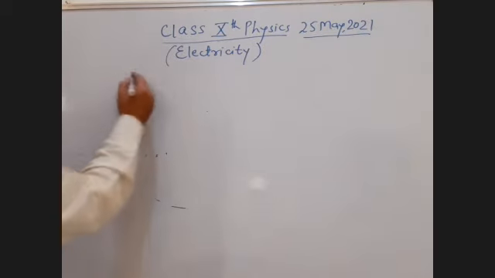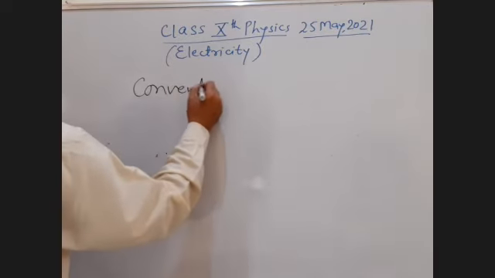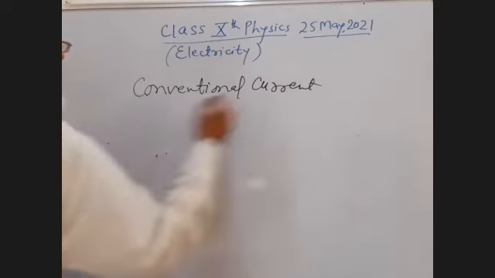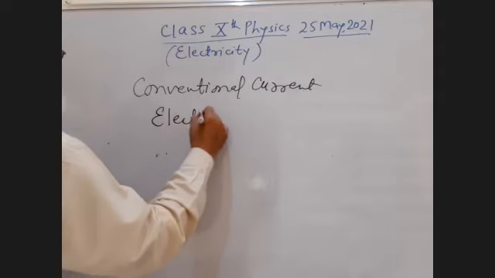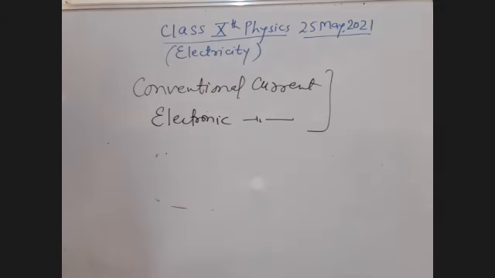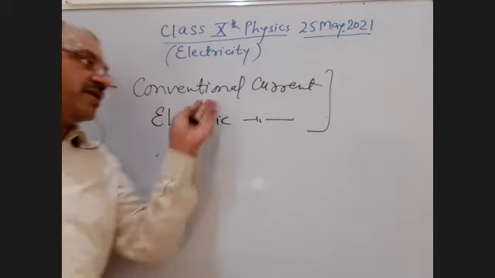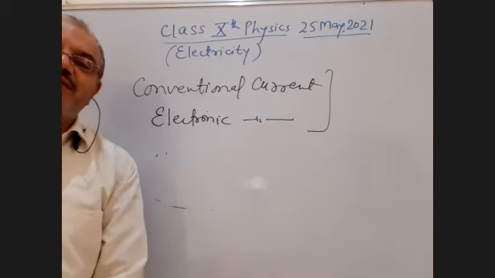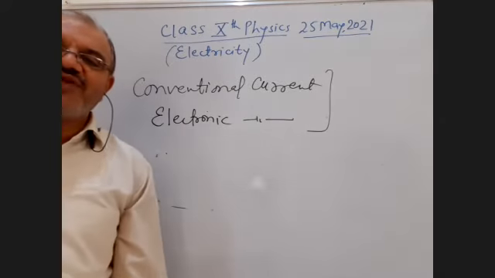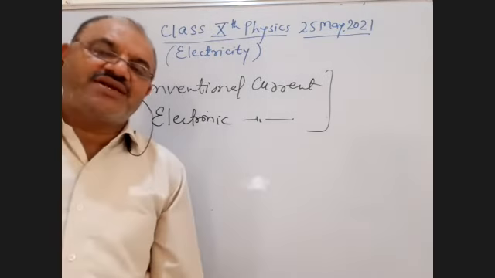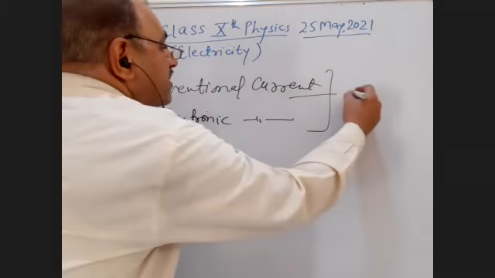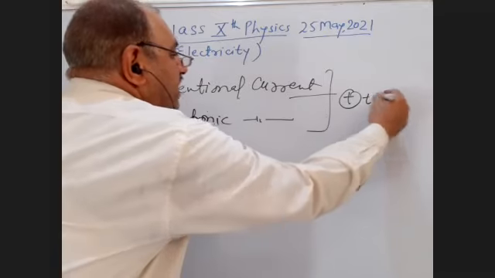So conventional current and electronic current, both the terms are very, very important, students. Now, conventional current always flows outside the circuit. Always remember, from the positive terminal to the negative.